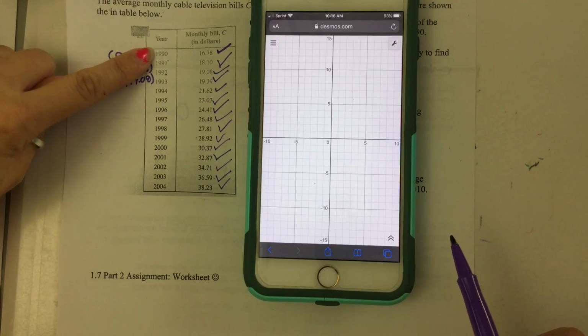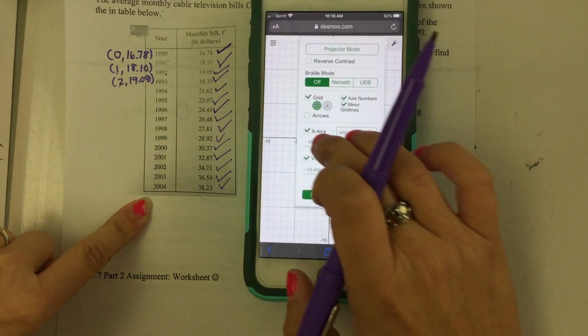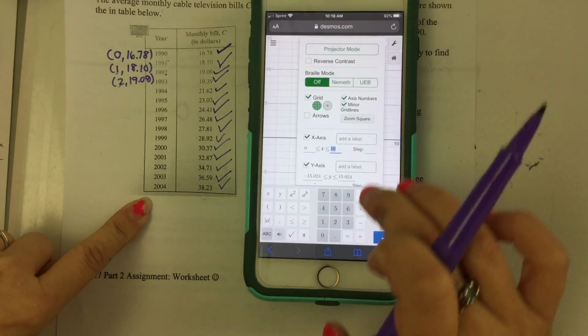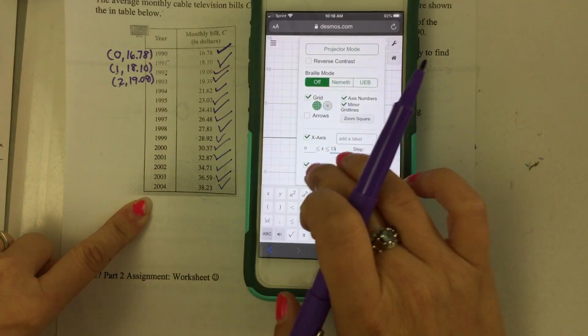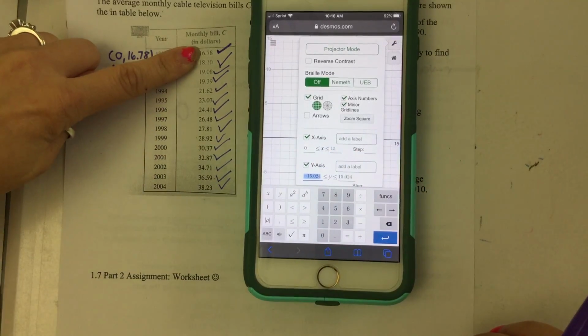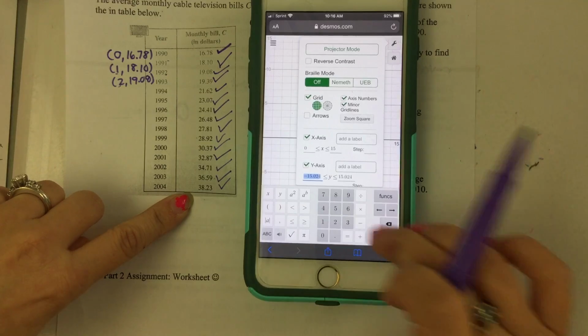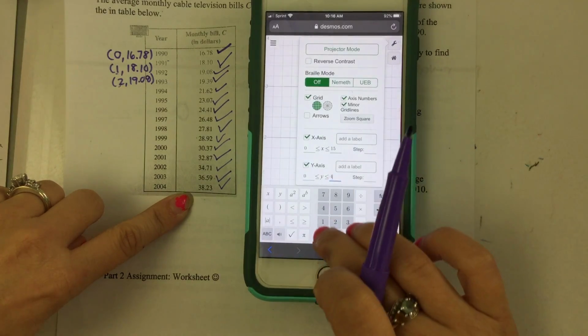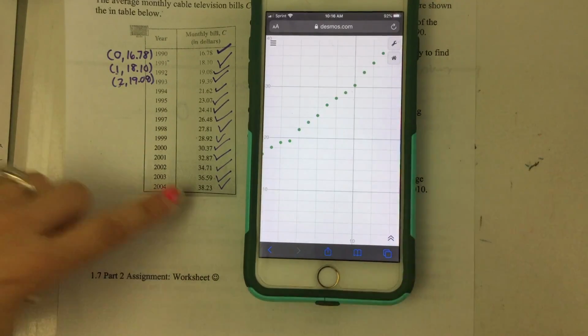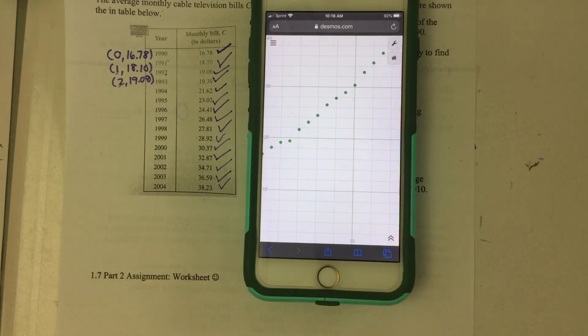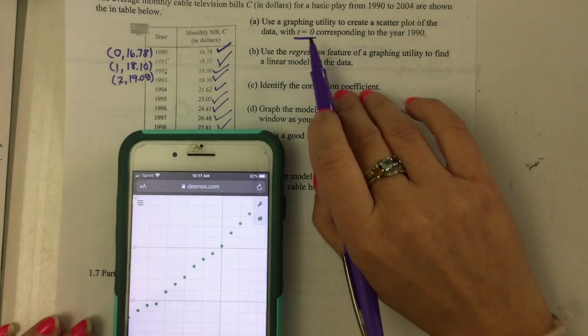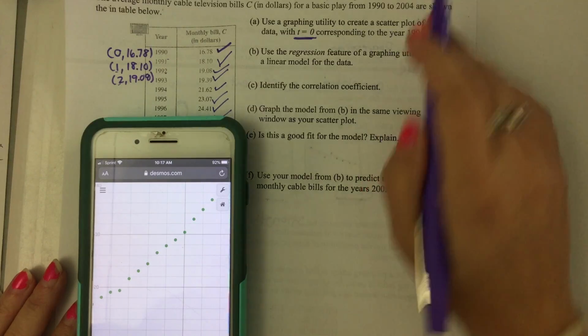My X values are 0 to 14, so let's go 0 to 15. Now my Y values. The smallest Y value is 16, the biggest is 38, so let's go 0 to 40. There is my scatter plot, awesome. Okay, so we have that. Use a graphing utility, create a scatter plot.